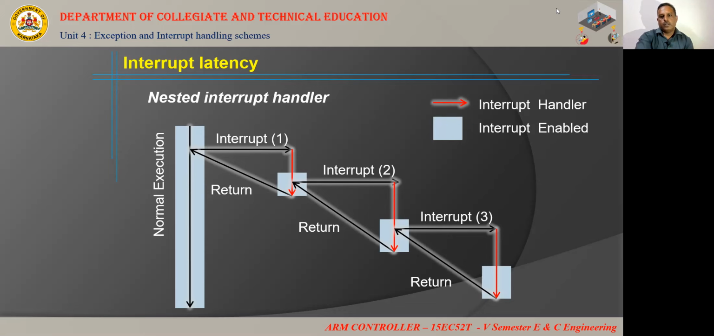And this way, all the exceptions will be treated when they occur, and thereby we are attempting to reduce the interrupt latency. So the next method of reducing the interrupt latency is prioritization.